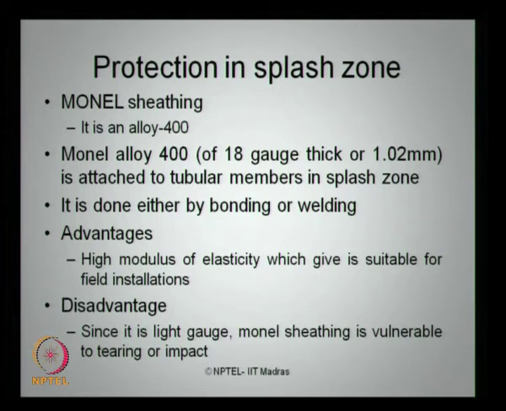Since it is a light gauge material, the thickness of the sheathing is approximately only 1 millimeter. It is very light, therefore it is vulnerable to damage because of tearing or impact forces. So, one has to be very careful that impact stresses should not be caused on the sheathed member, especially in the splash zone during erection or commissioning, and there is a tendency that this may even get torn off because the thickness of the sheathing is very thin. The sheathing may even peel off or tear off from the parent surface of the material.